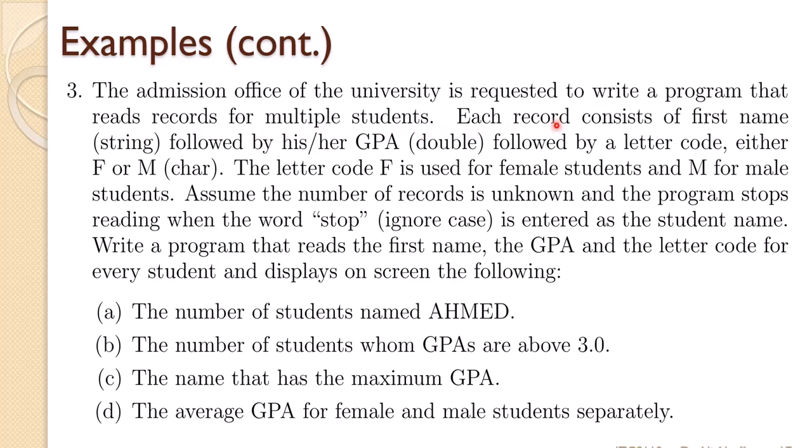Each row, or each record, consists of first name followed by GPA followed by a letter code, either F or M, for male and female. So the letter code F is used for female students and M for male students. Let us first define the data, and then we will come back and see what is requested in this program.